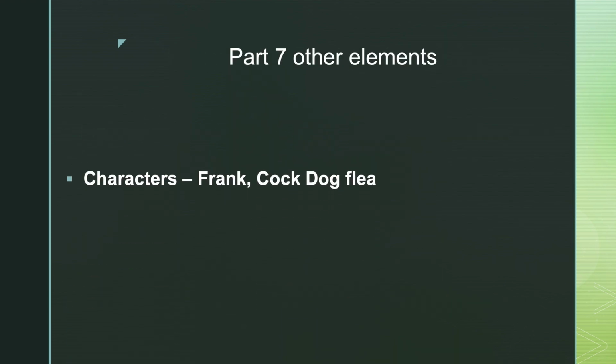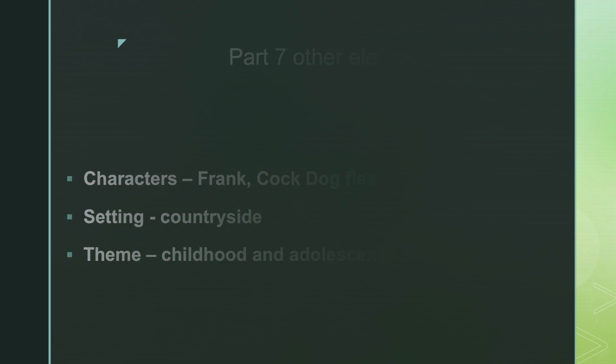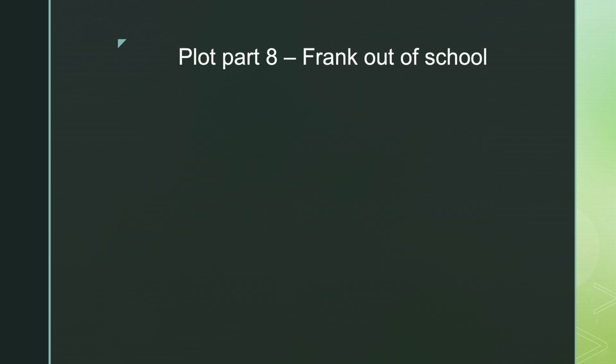The other elements: the two main characters, Frank and Cockdog Flea. The setting is in the countryside. Theme, childhood and adolescence, because boys fight, right? That's just a part of childhood. And our final part for this chapter is Frank is now out of school.